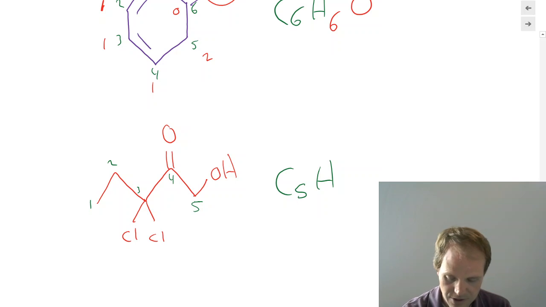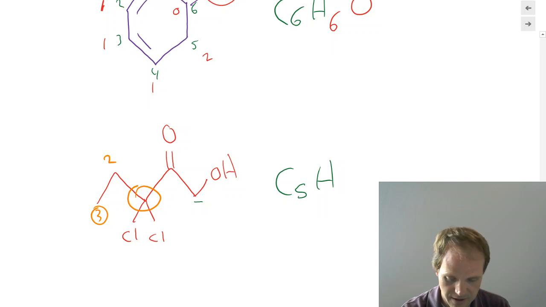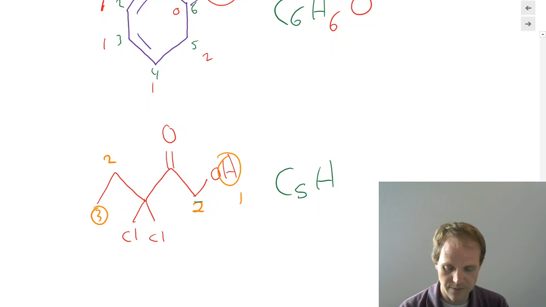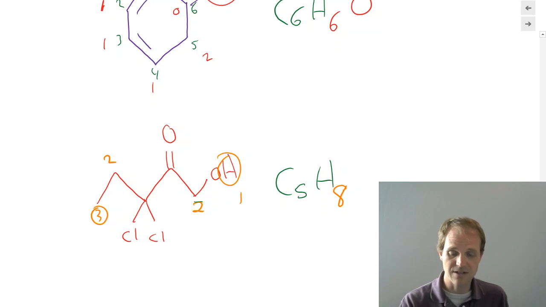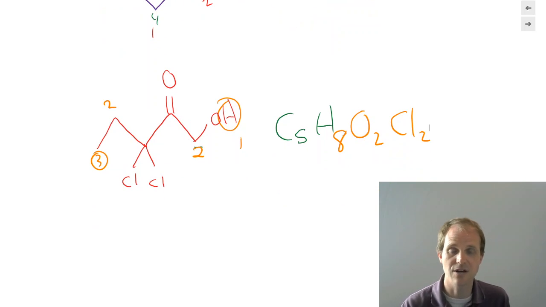what do we got? H3 here. I got to erase these green ones, they're going to confuse me. 3 here, 2 here. How many here? None, because there's already 4. How many here? None, because there's already 4. How many here? 2 and 1. So 3, 4, 5, 6, 7, 8, C5H8. And then I've got 2 oxygens here, so it's going to be O2 and then Cl2. So C5H8O2Cl2, being able to get that formula from the skeletal structure.